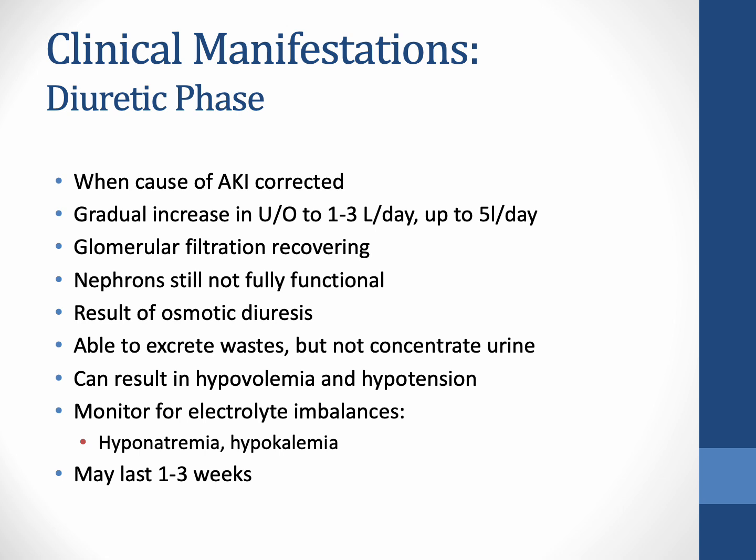The key points to remember in the diuretic phase is that it is initiated when the underlying cause of AKI is corrected. There is a gradual increase in urine output ranging from 1 to 3 liters per day and potentially up to 5 liters per day. The glomerular filtration is starting to recover, but the nephrons are not yet fully functional. Urine output is due to osmotic diuresis.